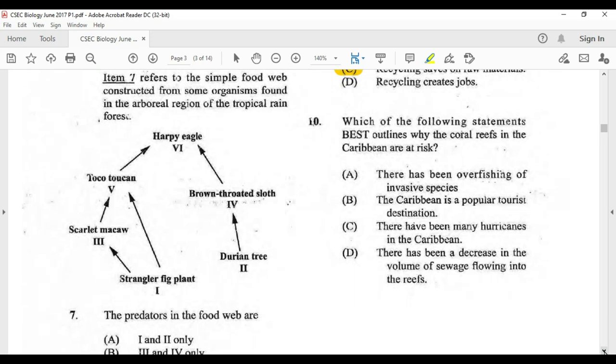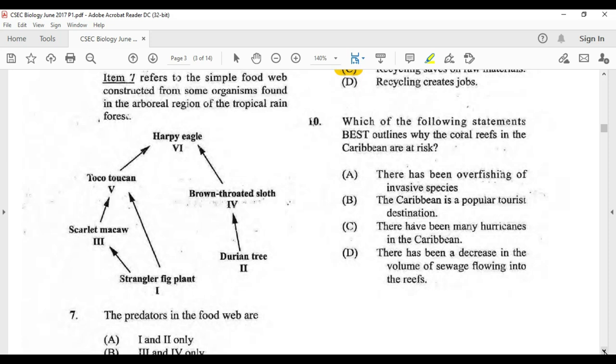For question 10, which of the following statements best outlines why the coral reefs in the Caribbean are at risk? Now, this is a very wonderful question, and it's a repeated question. There has been overfishing of invasive species. No, not really. The lionfish, and I know that we're not overfishing invasive species.